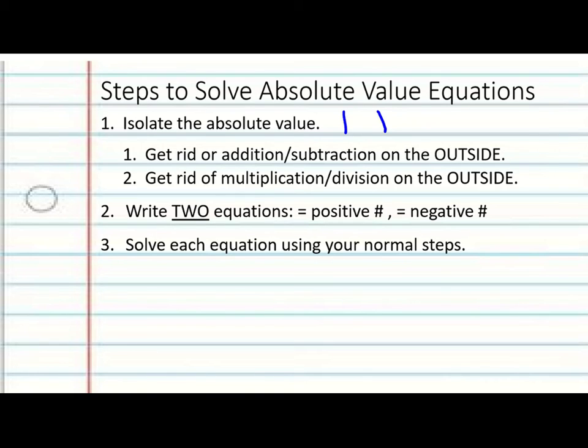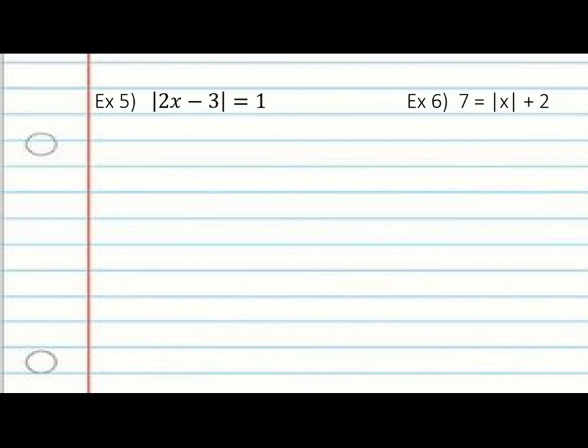Once we have the absolute value bars isolated, we move on to step 2, where we write 2 equations, one where the inside equals a positive number and one where the inside equals a negative number. Once we write our 2 equations, the final step is to solve those 2 equations. So let's take a look at solving absolute value equations in practice.